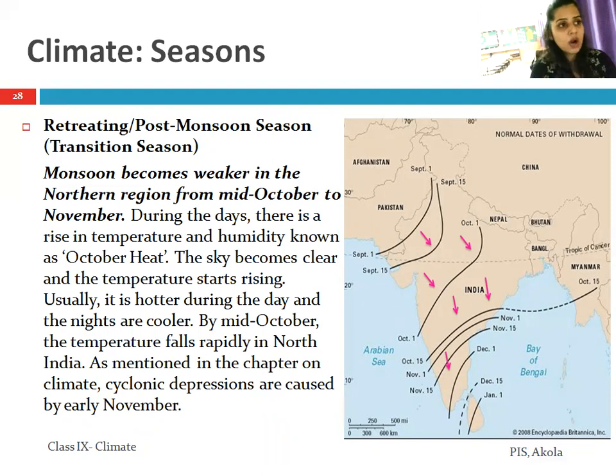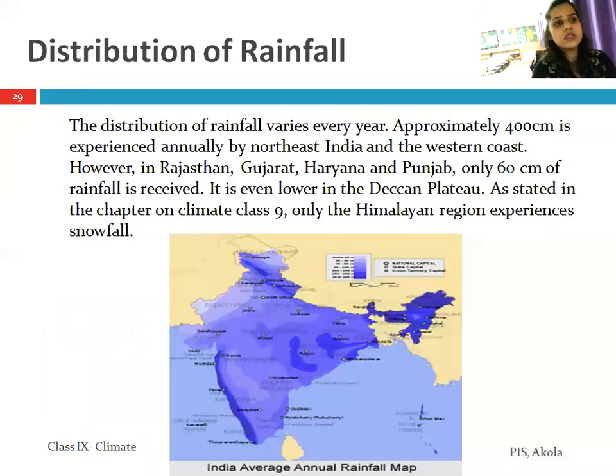Moving ahead now, we will be looking into the distribution of rainfall in India. The darker the zone, the heavier the rainfall, which you are able to see on the screen. It is showing the average annual rainfall in India. Distribution of rainfall varies every year. Approximately 400 centimeters is experienced annually by northeast India and the western coast. However, in Rajasthan, Gujarat, Haryana and Punjab, only 60 centimeters. Look at the difference, which is huge.